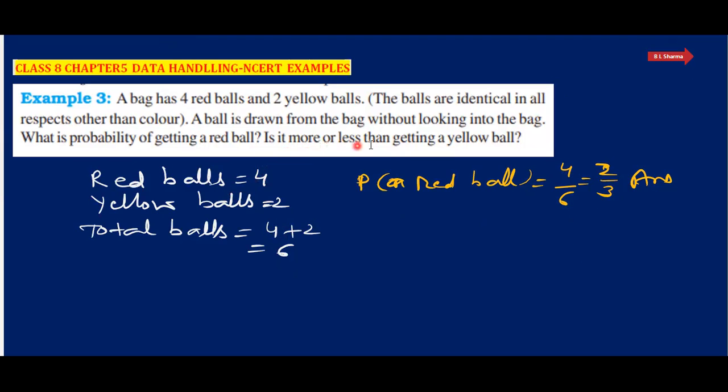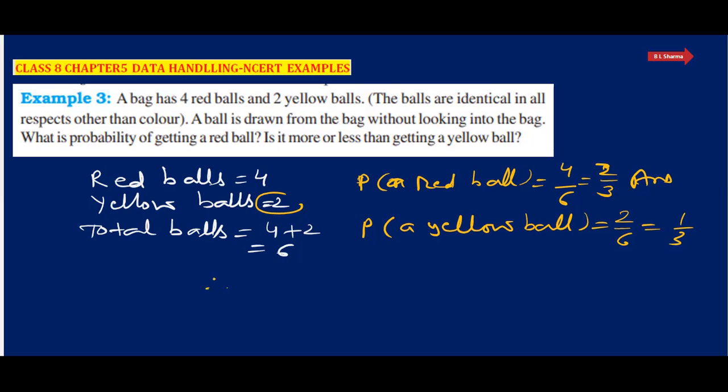Number 2, is getting a yellow ball more or less likely? Probability of getting a yellow ball: yellow balls are only 2 balls, so that is 2 upon 6. 2 upon 6, that is 1 by 3. 2 balls out of 6 balls. So that is 1 by 3.